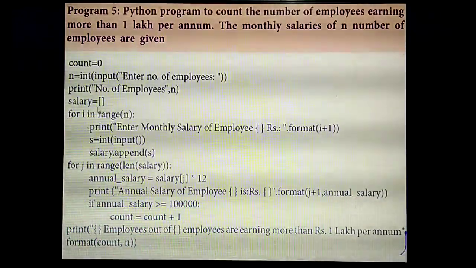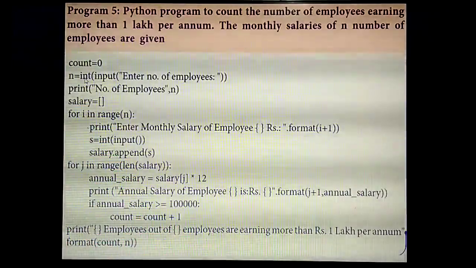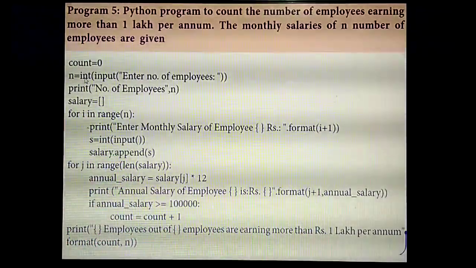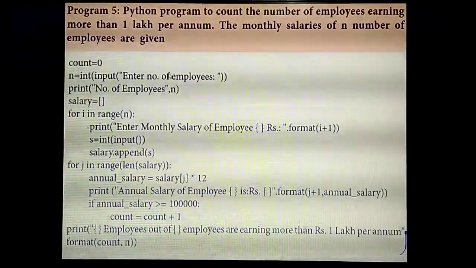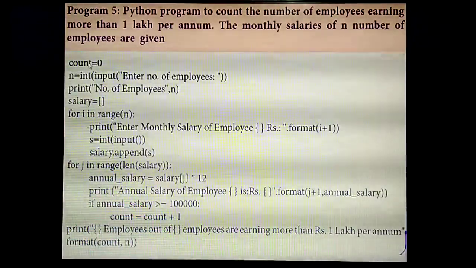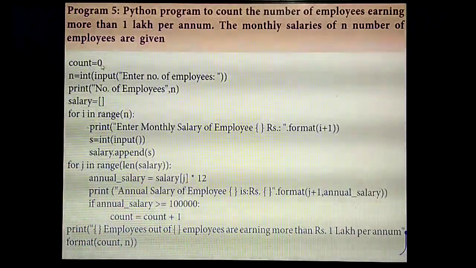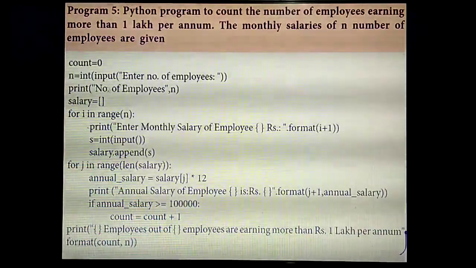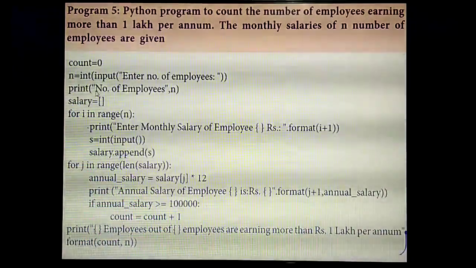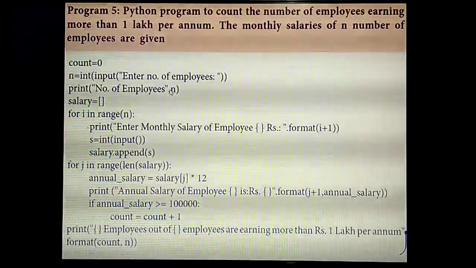So where are you entering the employees in the variable? N. So where you are entering the values for the employees? Here, N. Understand? Somewhat tough only, please understand and study. So you are going to count the number of employees earning more than 1 lakh. For that, first you give count initially 0. Then you enter the number of employees. Next you display the total number of employees, the variable N.